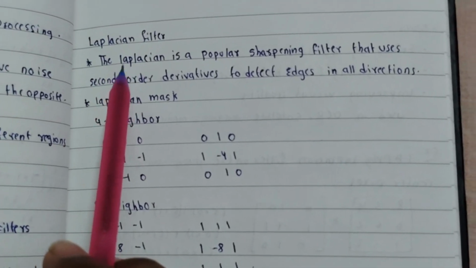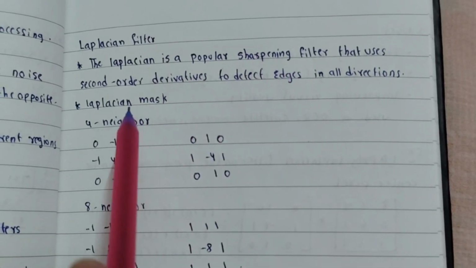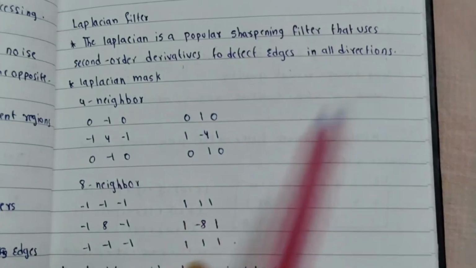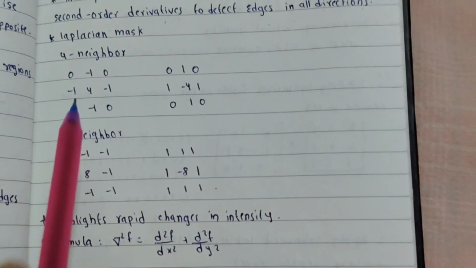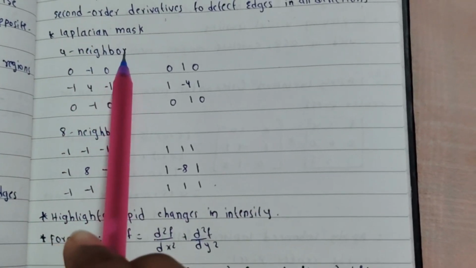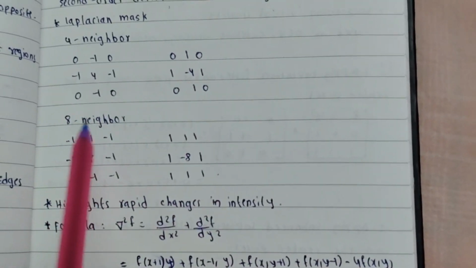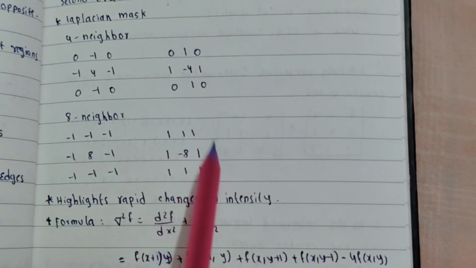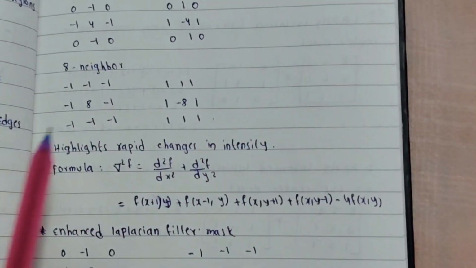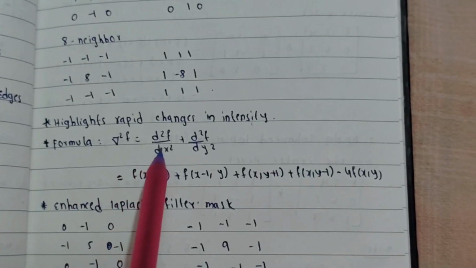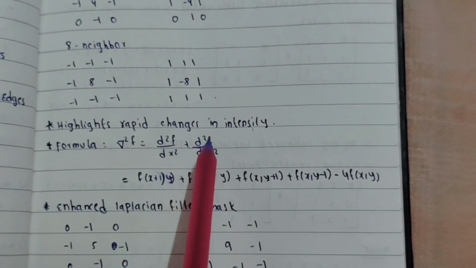The Laplacian is a popular sharpening filter. Basically it uses the second order derivative to detect edges in all directions. The mask for this Laplacian filter in 4 neighborhood, we can use these two masks here. In 8 neighborhood we can use these two masks. The Laplacian filter highlights the rapid changes in intensity. The formula for it is d square f by dx square plus d square f by dy square.